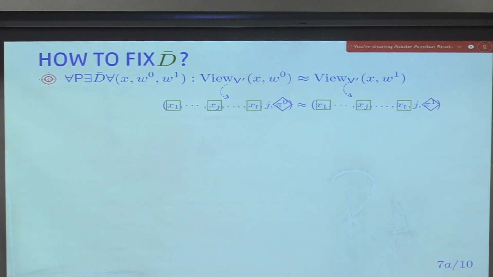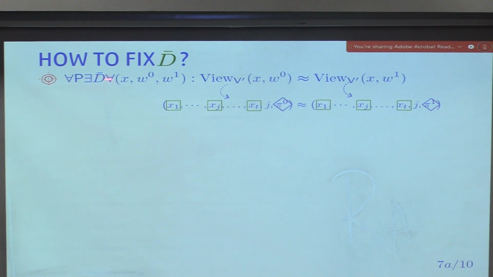Okay, so we want to fix this distribution D. What is it exactly? We want to show that for every P, there exists a distribution D bar, such that for every instance witness pair, like X, W0, W1, we have witness indistinguishability. Just to recall, what does the view look like here? The view consists of the statements, the index, and the proof. So we want to show that there exists such a D.